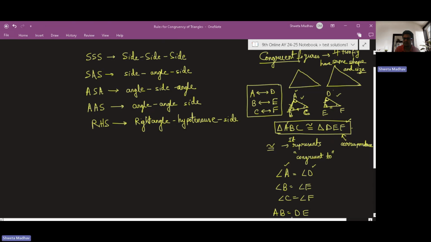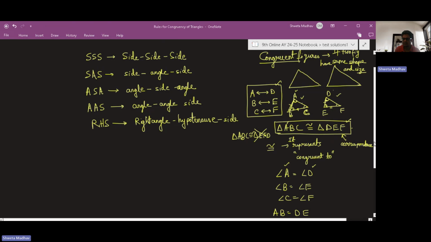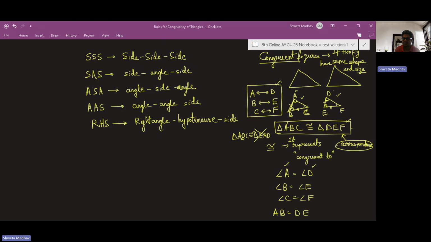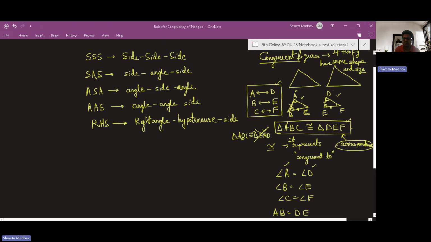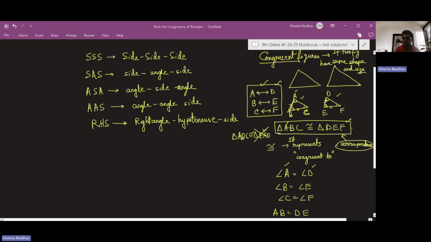So if I write triangle ABC is congruent to triangle EFD, then it will be wrong. Why should we take care of the correspondence? If I say that triangle ABC is congruent to triangle EFD, then we are saying that A corresponds to E, B corresponds to F, and C corresponds to D. If that happens, then only we can say that triangle ABC is congruent to triangle EFD. Or else, if A corresponds to D, B to E, and C to F, then we should say triangle ABC is congruent to triangle DEF.